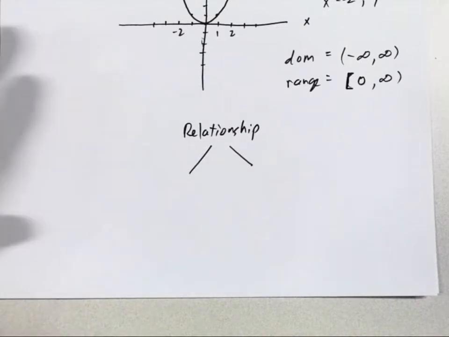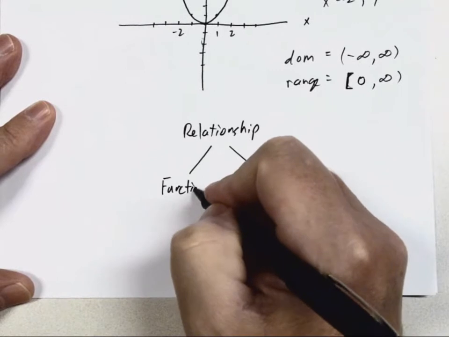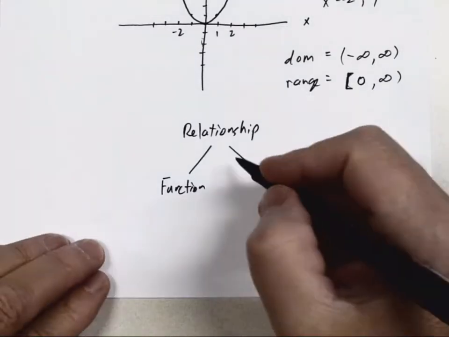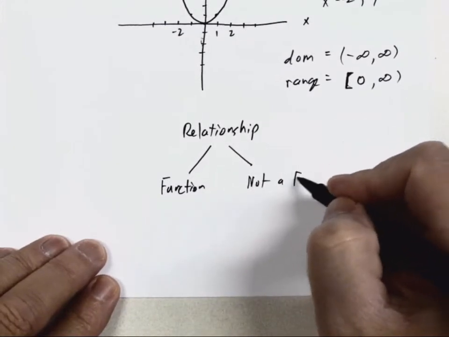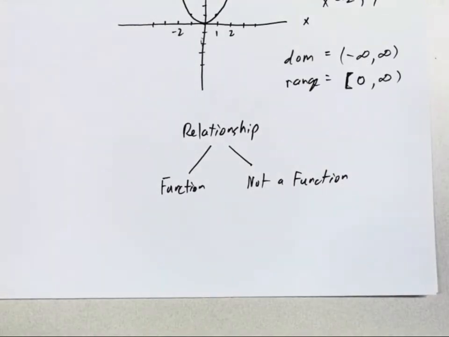Relationships can be broken up into two groups. The first one, many relationships actually are called a function, and I'll explain in a minute what determines whether it's a function. And then the other option, pretty obvious, not a function. So all these mathematical relationships we have, we can analyze them and determine: is this relationship a function or is it not a function?